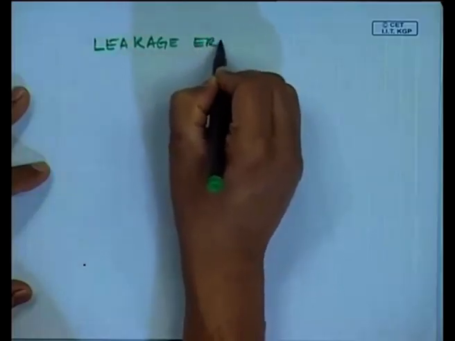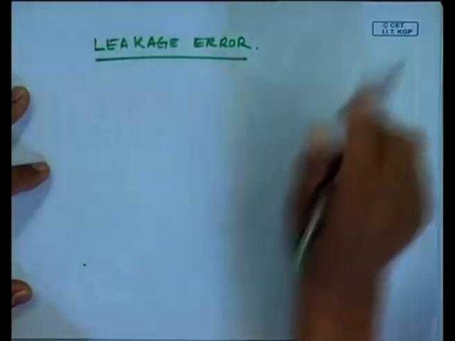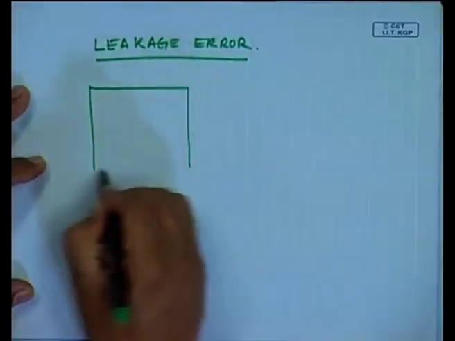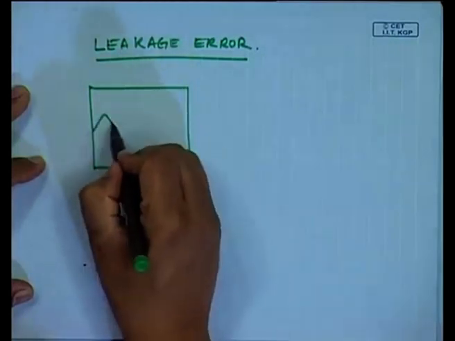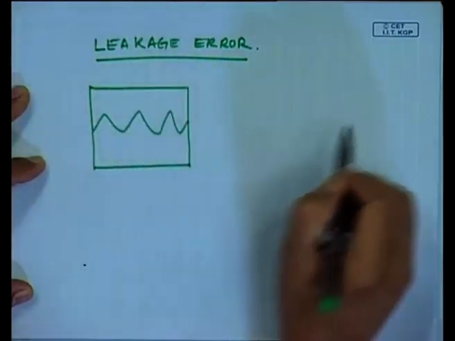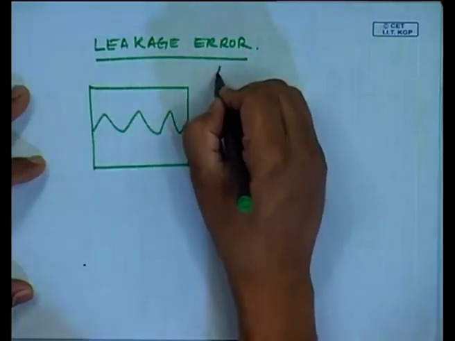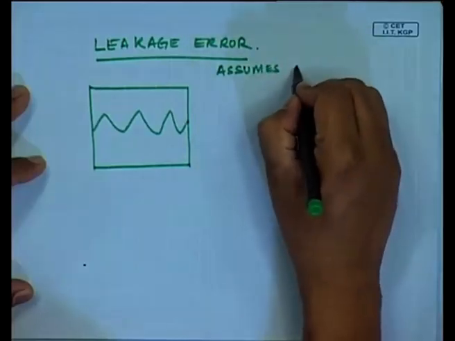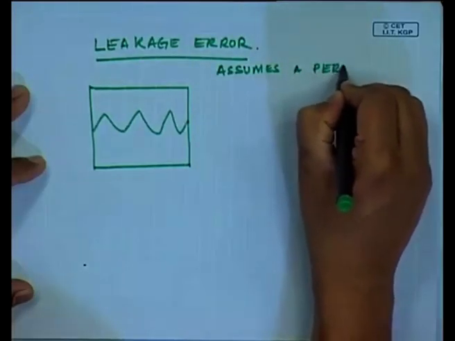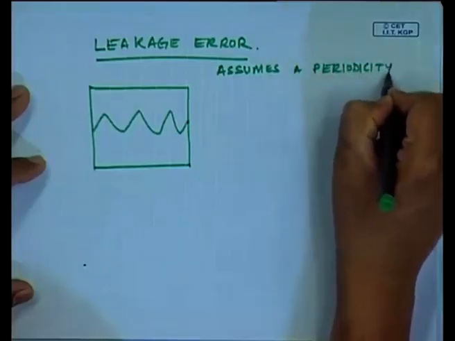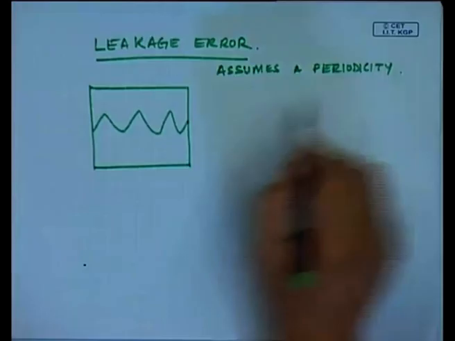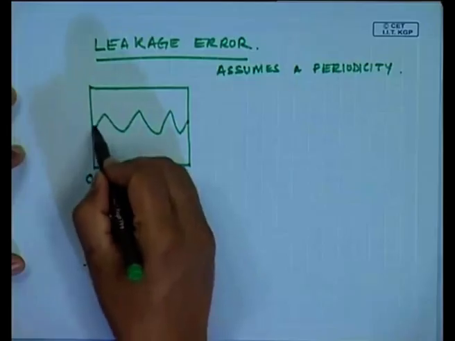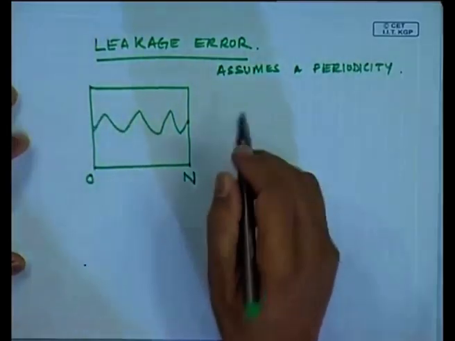Another effect of the FFT is what is known as the leakage error, and this has a serious effect in the amplitude estimation of the signal. For example, the FFT analysis takes a block of data and it assumes that this block repeats itself, assumes a periodicity. Because I have this data coming, I have started sampling the data, I picked up the data and when it comes to n data points, I stop it, I clip it.